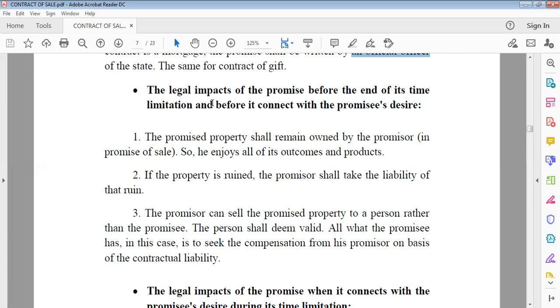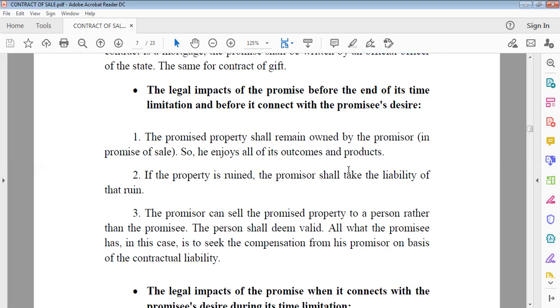What happens during the time limitation or the duration of the promise before it connects or matches with the desire of the promisee, which is in my example Baha. So number one, the first impact is that the promised property shall remain owned by the promisor in promise of sale. So he enjoys all of the outcomes and the products of the sold thing.